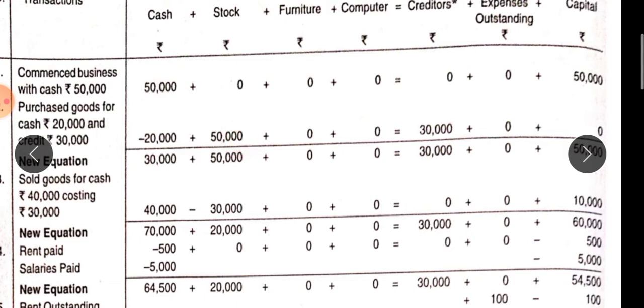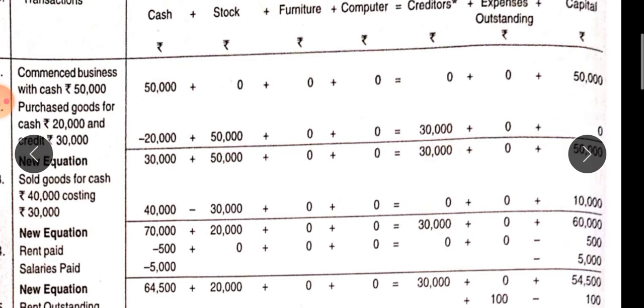Now the cash payment is 20,000, so your cash will decrease by 20,000. 50,000 minus 20,000, the balance with you is now 30,000. Stock was earlier 0, now you have purchased stock worth 50,000, so it will increase to 50,000 rupees. 30,000 of the stock purchased is on credit, so it will increase your liability. Creditors will increase by 30,000 rupees.